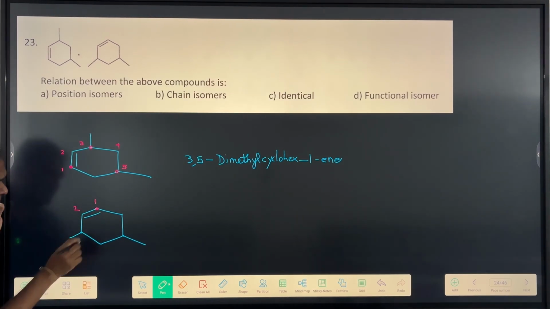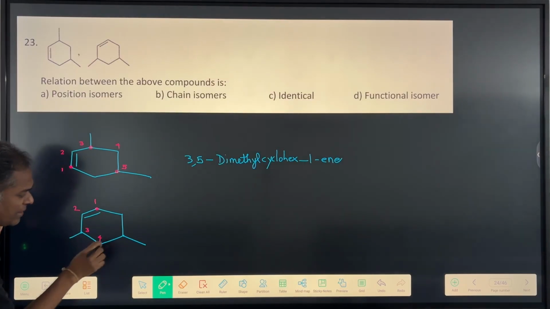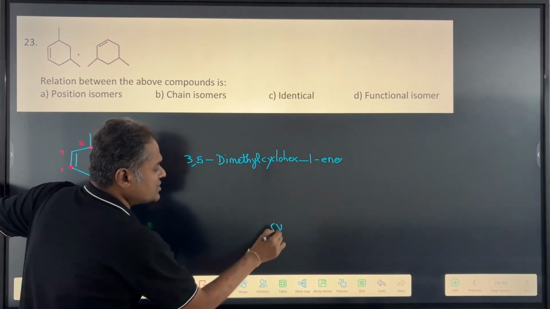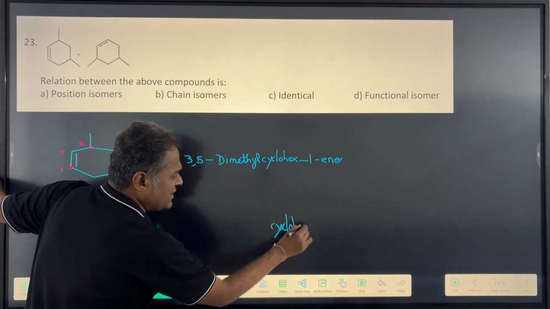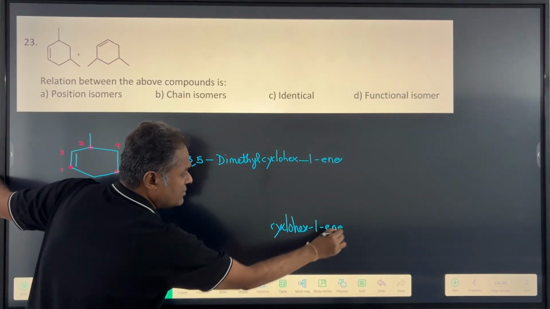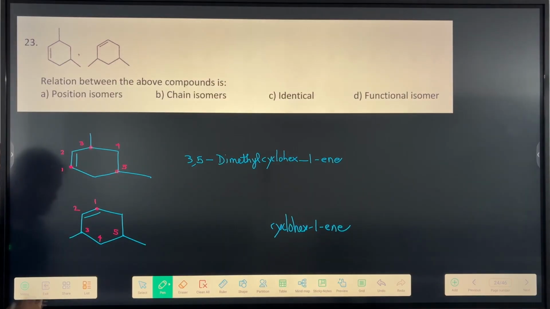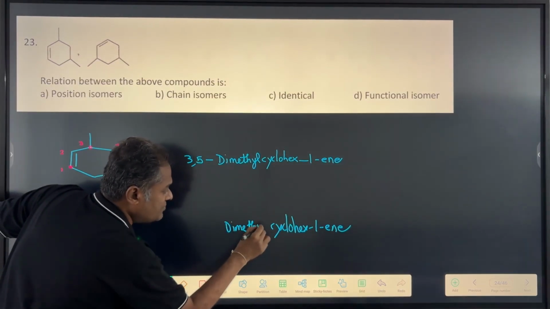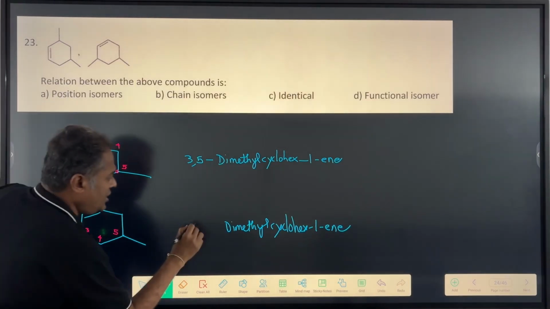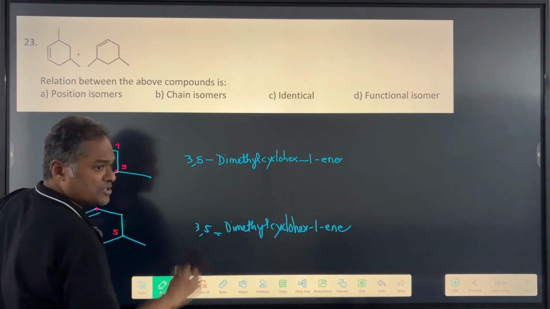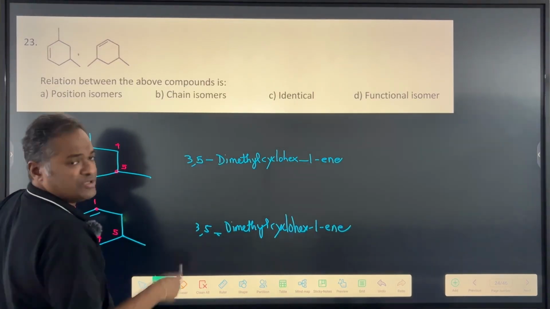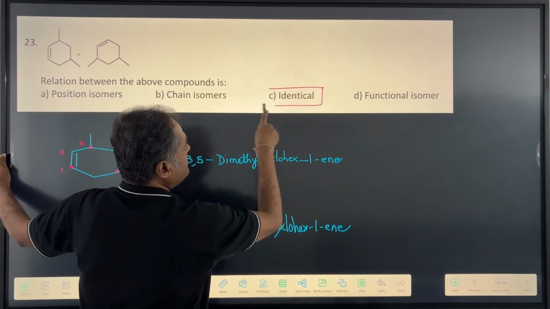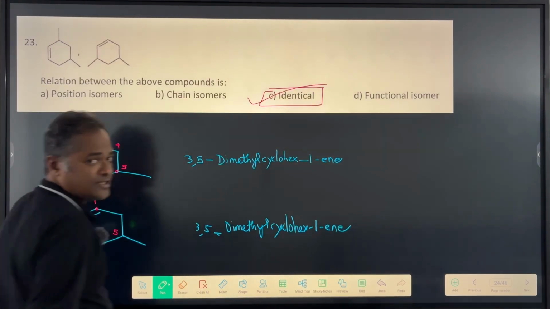Here it becomes second, here it becomes third, here it becomes 4, here it becomes 5. So this compound is again, if you see, cyclohexene, yes, and not only this, it has got two methyl groups. So it's a dimethyl and position is 3, 5. So if you notice over here, both the names are same. That means over here these are not two different compounds, they are one and the same compound. So your correct answer is C.